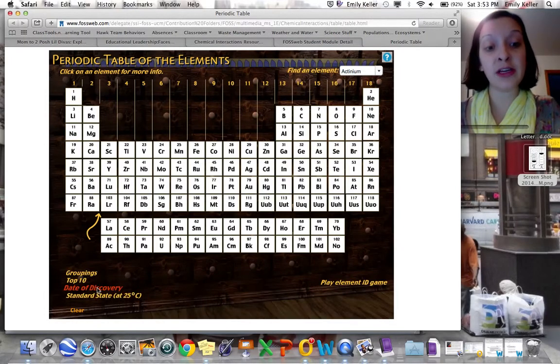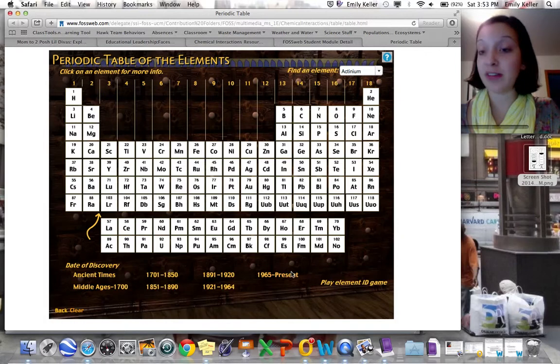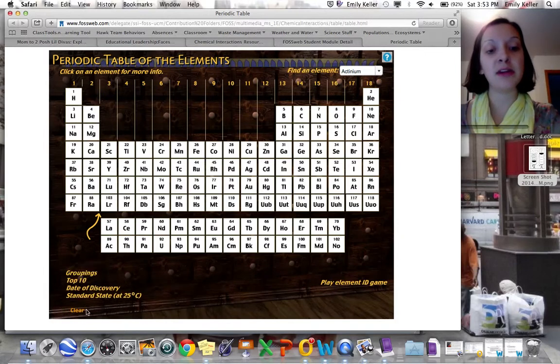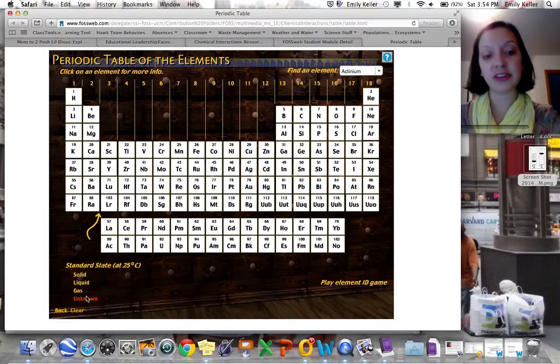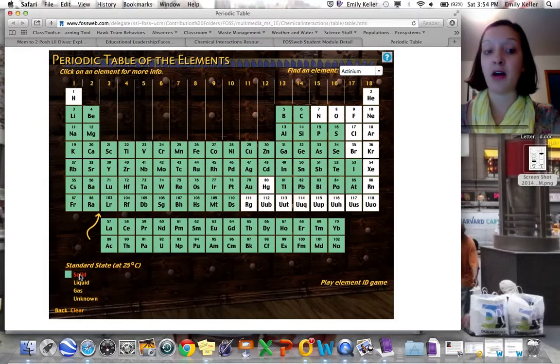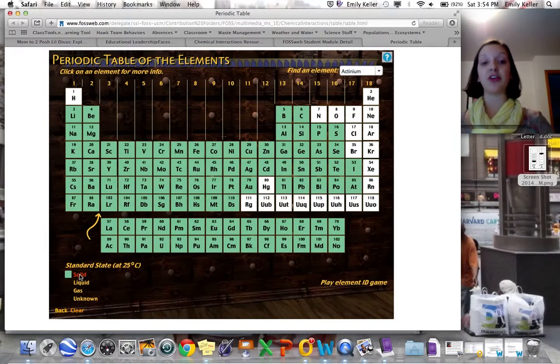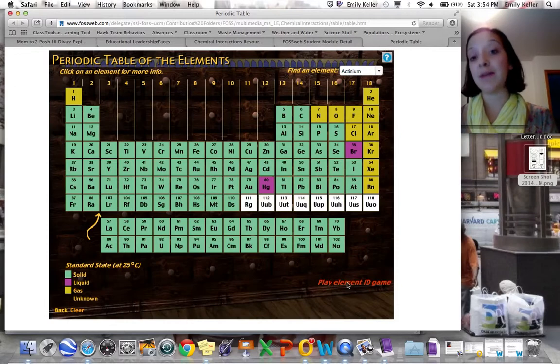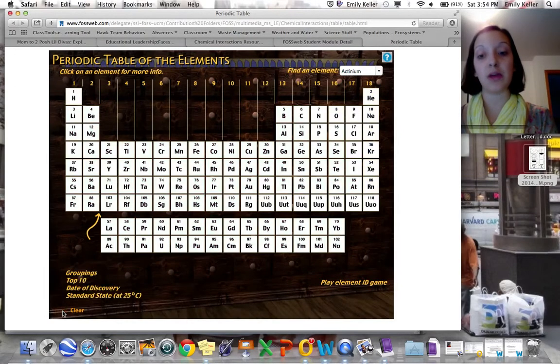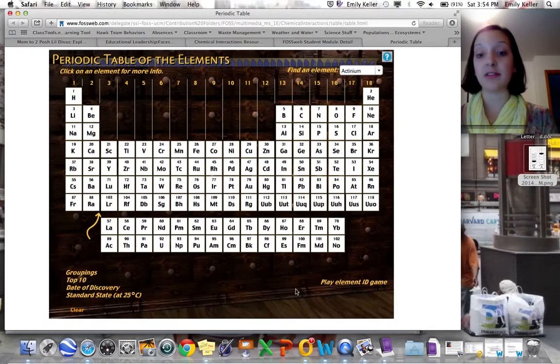It's pretty interesting. You can also look for the date of discovery, the ones that have been discovered most recently, or the oldest elements that were discovered. And then the standard state, this is also very interesting. You can look to see which elements are at a standard state, 25 degrees Celsius room temperature, if they're a solid, liquid, or gas. So you can click here and it'll tell you solid, liquid, or gas. There's also a game here. I'm sure some of you will be wanting to play that. So if you would like to spend some time with that, you may as well.